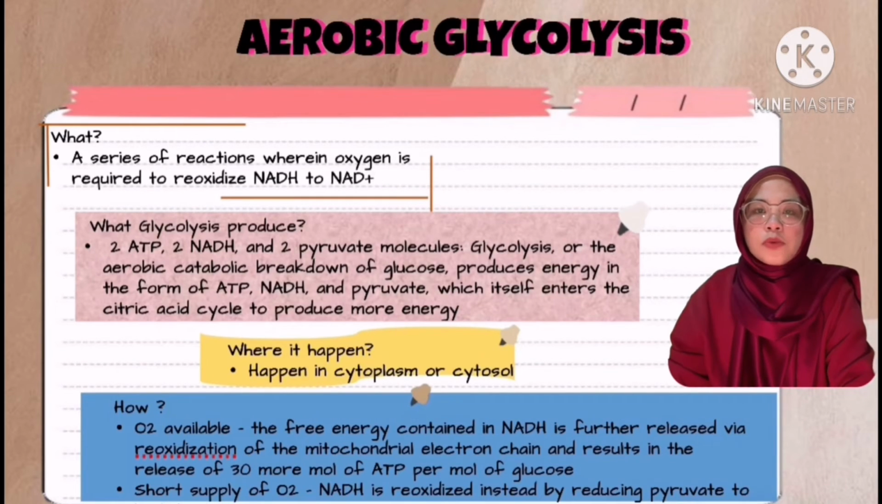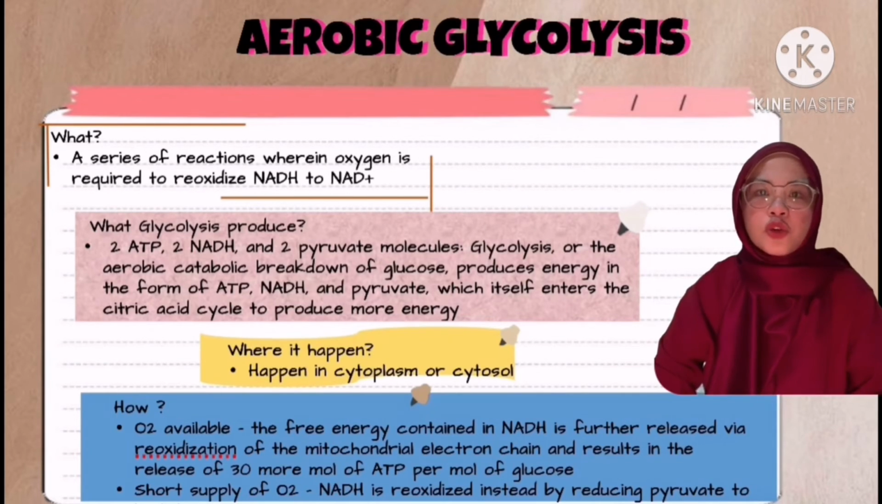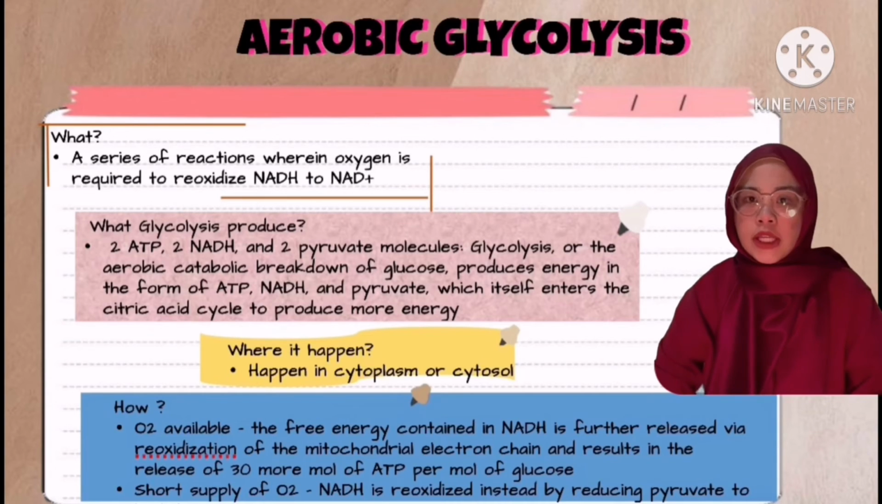So today I will present to you about aerobic glycolysis, Krebs cycle and electron transport chain. What is aerobic glycolysis? Aerobic glycolysis is a series of reactions wherein oxygen is required to reoxidize NADH to NAD. Where does the process happen? Glycolysis occurs in the cytoplasm.